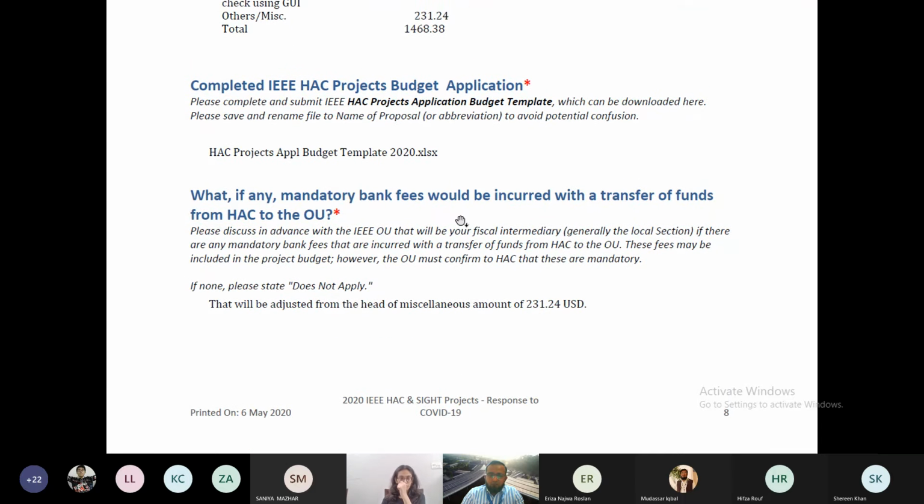What about any mandatory bank fees, like the amount is coming from the US? Is there any charge like currency conversion and then international bank transfer charges? You can count the same within the budget, or you can exclude that particular transaction amount. So what I said was that it will be adjusted from the head of miscellaneous amount.